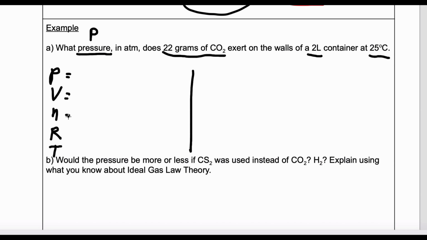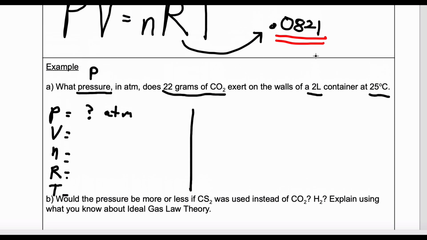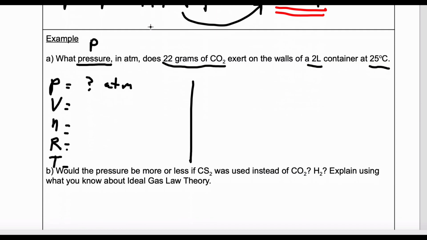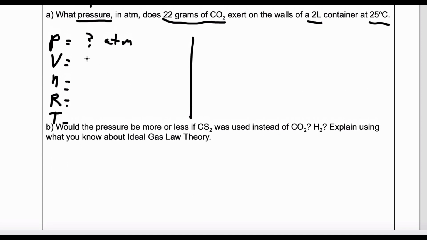So let's go ahead and put in everything we know. Pressure is what they're going to be looking for. That's in atmospheres. Volume is 2 liters because we know that volume is in liters. Right here, this is a very easy equation. Now moles.